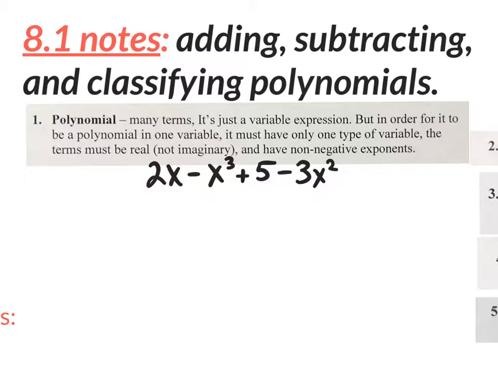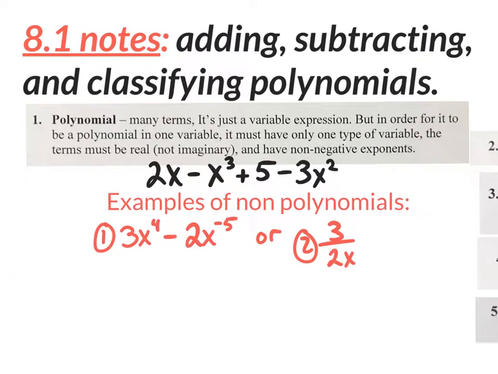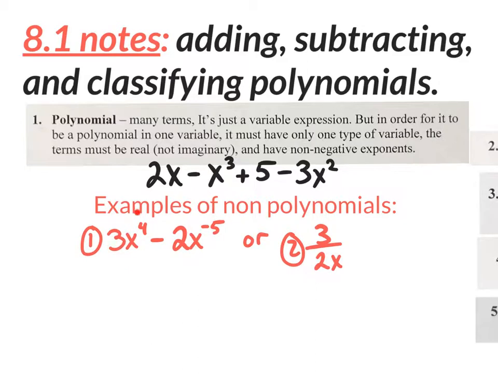single variable polynomials. Now, if we continue reading with the definition, it says the term must be real, not imaginary, and it must have non-negative exponents. If you have a negative exponent, it becomes a fraction, and we can never have a variable in the denominator. So let me give you some examples of non-polynomials, right? So like this guy right here, yeah, there's 2 terms, but this is a negative exponent, which will make it a fraction right here with the variable in the denominator. So that would not be a polynomial, okay? Or just a simple fraction with the variable in the denominator, that would also not be a polynomial.